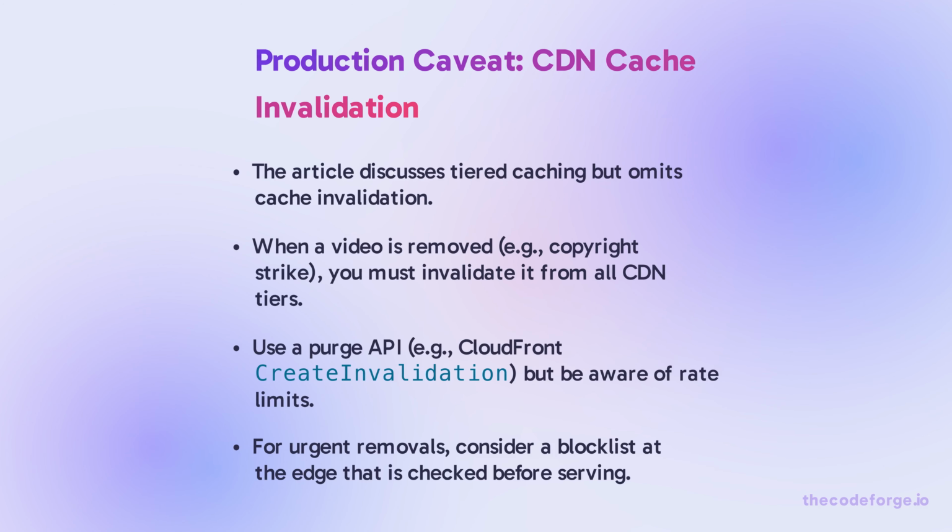The article discusses tiered caching, but omits cache invalidation. When a video is removed, e.g., copyright strike, you must invalidate it from all content delivery network tiers. Use a purge API, e.g., CloudFront CreateInvalidation, but be aware of rate limits. For urgent removals, consider a block list at the edge that is checked before serving.